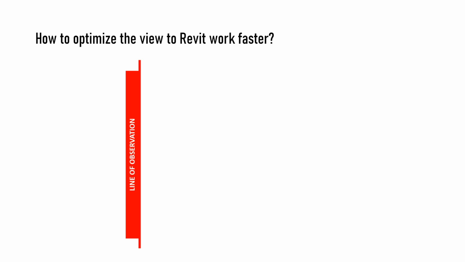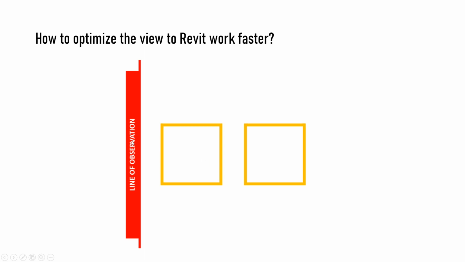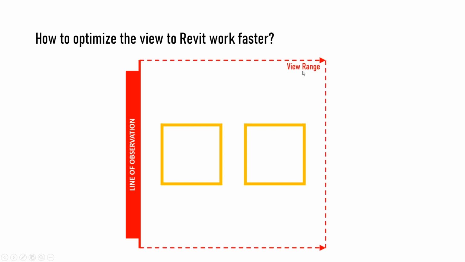If I have here some line of observation and then I look to this side, and here I have two elements. I set my view range behind those two elements, and now in that view I can see all these elements. But now what if I have here some wall?